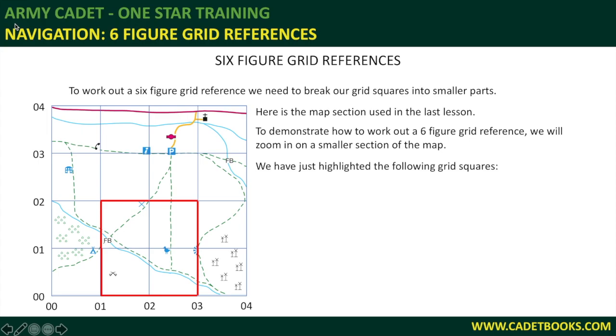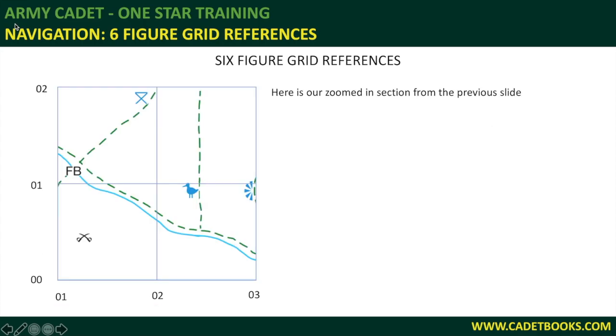We have just highlighted the following grid squares: 0100, 0200, 0101, 0201. Here is our zoomed in section from the previous slide.